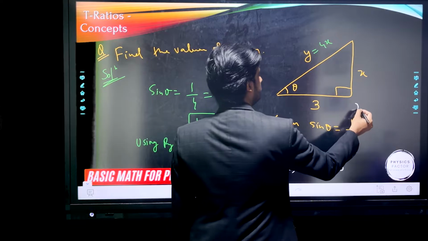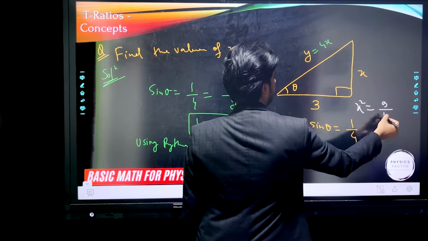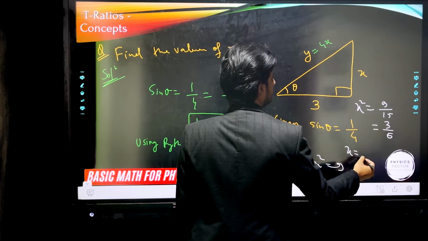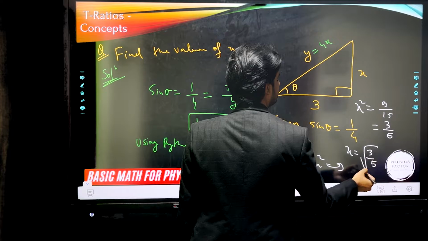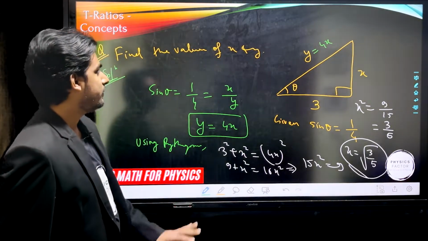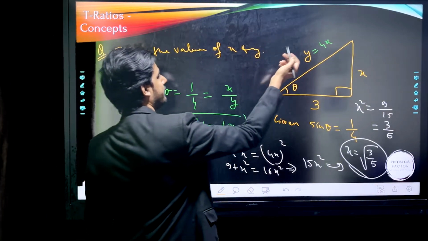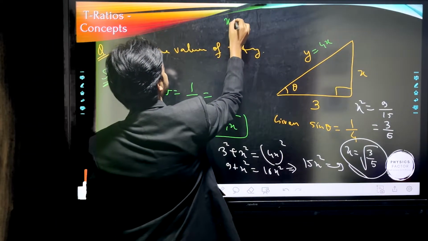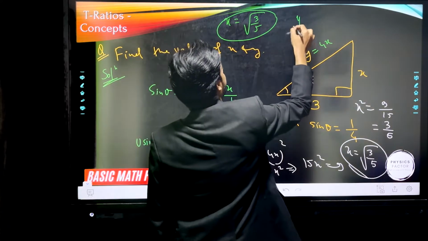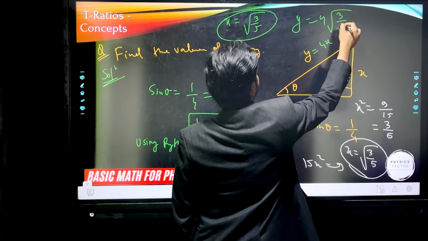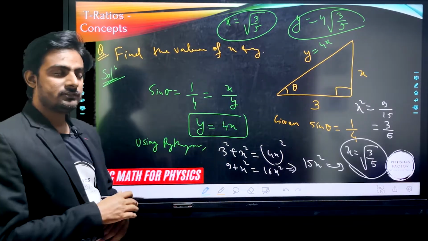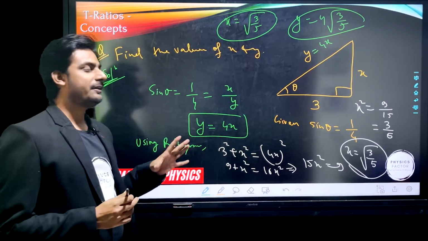So x square equals 9/15, which is 3/5. So the value of x is root of 3/5. Okay, so we got the value of x and we multiply by 4, we'll get the value of y also. So I'll write it here, answer: x equals root of 3/5 and y equals 4 times root of 3/5. So I hope the calculations are correct. So that's how we can solve the problems on trigonometric ratios.